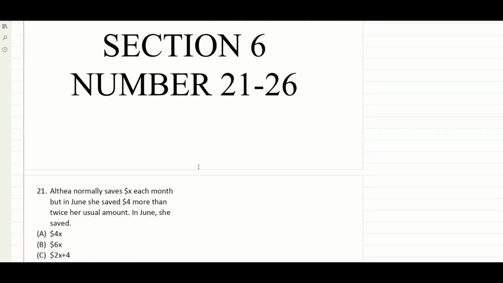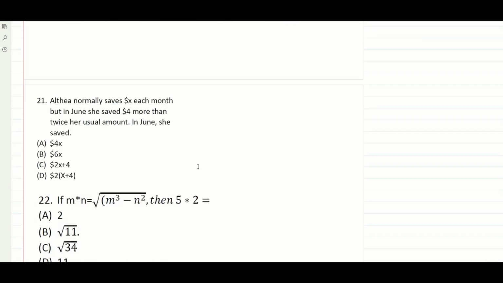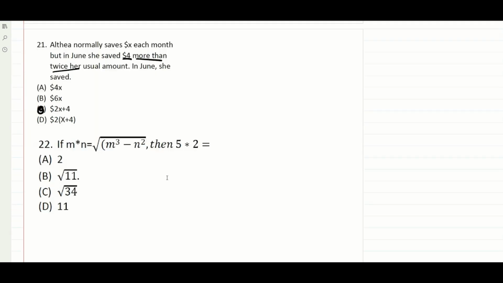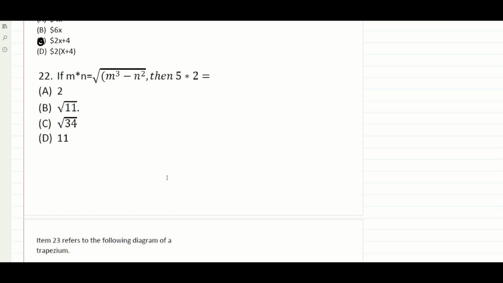Let's go ahead and do January 2022, paper 1, section 6, 21 to 26. This is a question that we just now did. Alita normally saves x each month, but in June she saves 4 more than twice her usual amount. In June she saves 4 more than twice her usual amount. Her usual amount is x, so that's 2 times x plus 4, which is C. Right, we did this question as well, and I believe the answer was D, but let's just check it out.